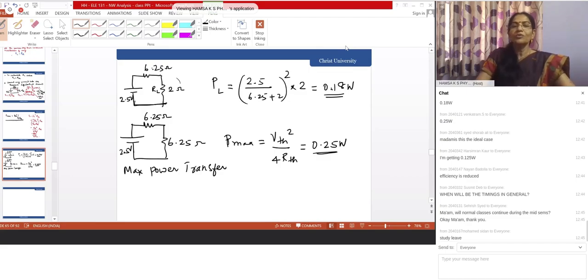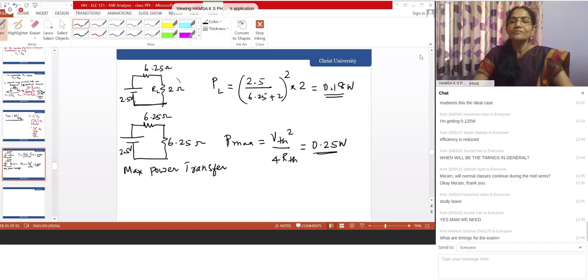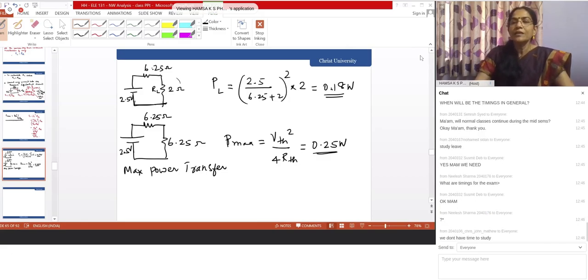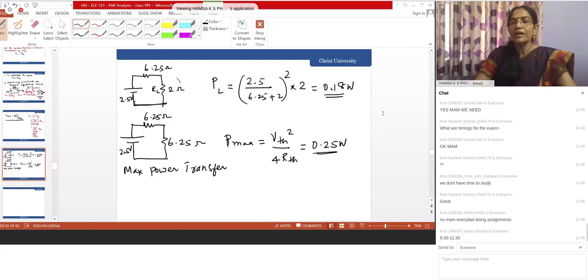Study leave? You are at home. Do you need study leave? Every day you are studying, isn't it? The HODs will decide and tell you. Timings for the exam, last time we had it from 9:30 to 11:30. Usually it is during that time. Sometimes you may have it in the afternoon also, 2 to 4.